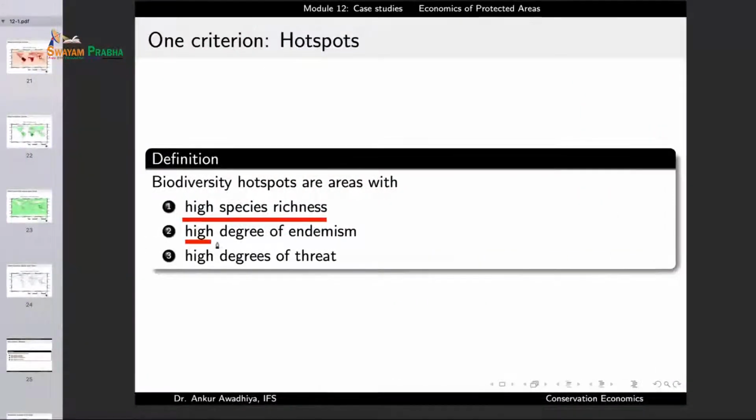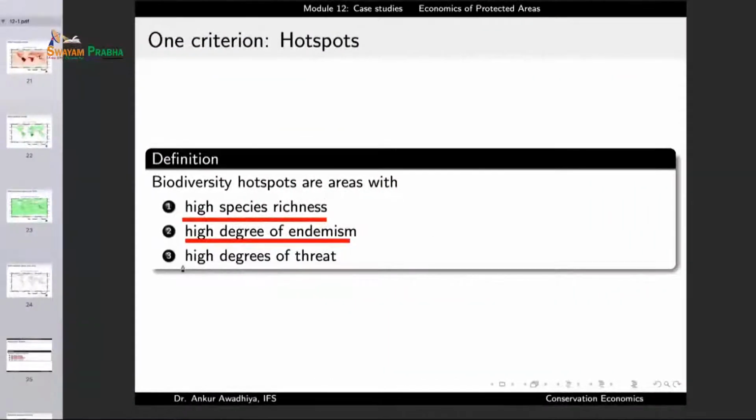Because these are the areas with high species richness. We look for those areas that have a high degree of endemism. So, if an organism is only found in one area, you will have to provide it protection in that area. Because if you do not do that, that species will become extinct very soon. And we look at those areas that have a high degree of threat, or at least a moderate degree of threat.